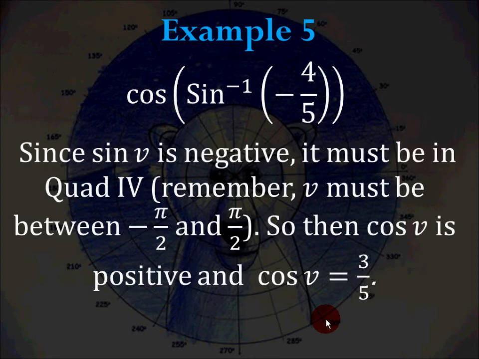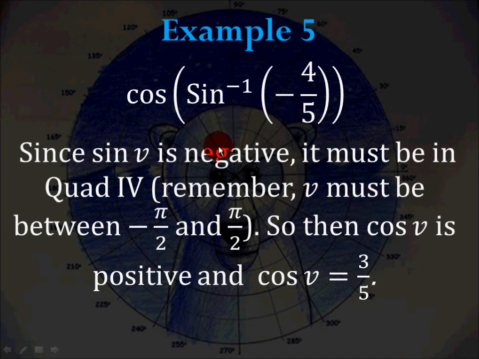Well, since the sine of v is negative, it must be in quadrant 4. Remember, the sine of v is negative 4/5. This whole thing is v. So since it's negative, and remember, the range of the inverse is between negative pi over 2 and pi over 2, which means it's either a quadrant 4 or quadrant 1 angle. The measure of this angle has to be in quadrant 4.